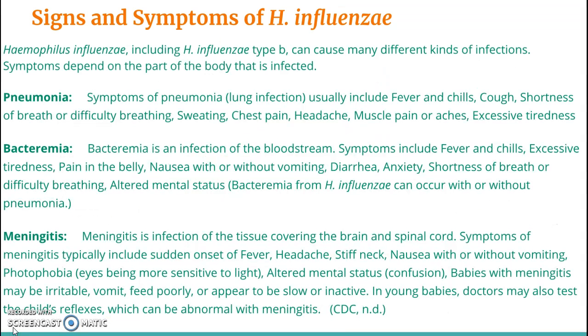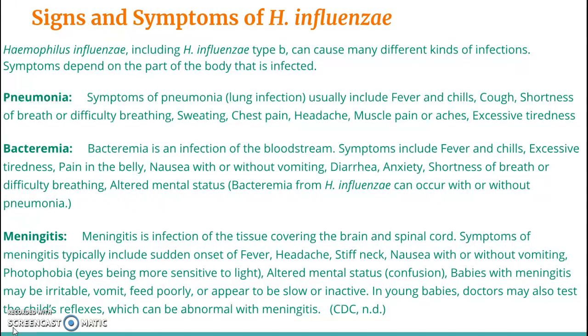Signs and symptoms of infection of H. influenza, including type B: pneumonia is a lung infection, with fevers, chills, cough, shortness of breath, difficulty breathing, sweating, chest pain, headache, muscle aches, and excessive tiredness. Bacteremia is an infection in your bloodstream. It can cause fevers and chills, excessive tiredness, pain and nausea, and altered mental status, which can include confusion.